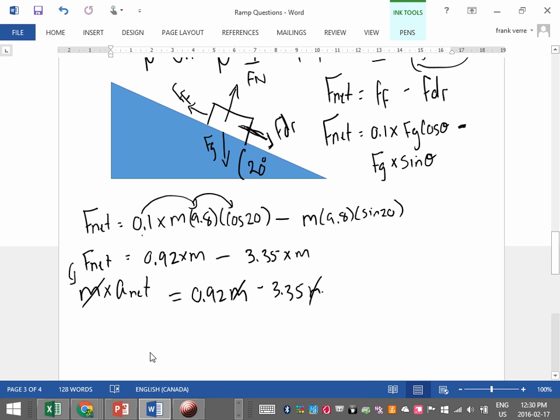We don't need the mass, do we? So what's the net acceleration? It's just 0.92 minus 3.35. Okay? What's that? 2.43. Okay. Now we have the acceleration down the ramp. Okay? So we have the acceleration down the ramp.